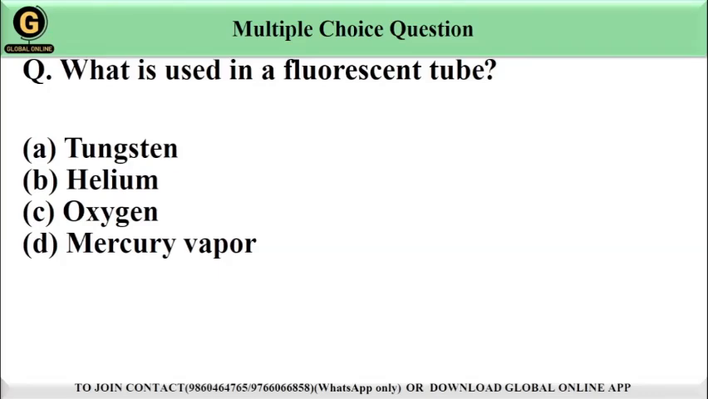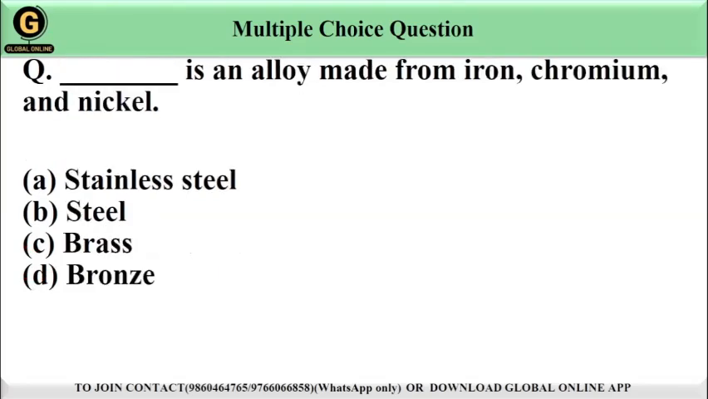Tungsten is used in incandescent bulbs, while helium and oxygen are not used in fluorescent tubes. So the correct answer among the options will be option D, mercury vapors. Let's move to the next question. Dash dash is an alloy made from iron, chromium and nickel. We have options here. Option A, stainless steel, option B, steel, option C, brass and option D, bronze.